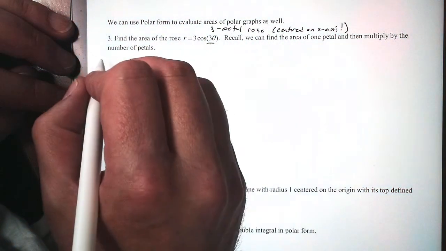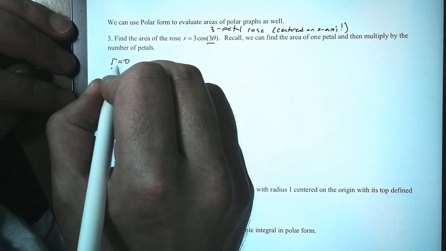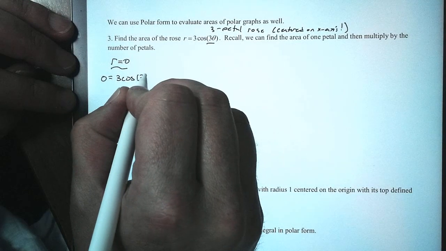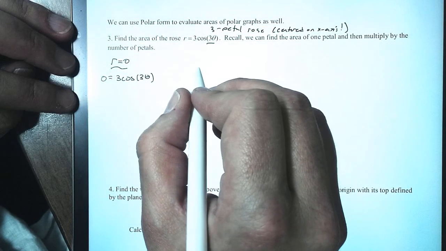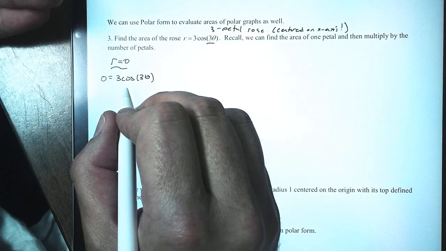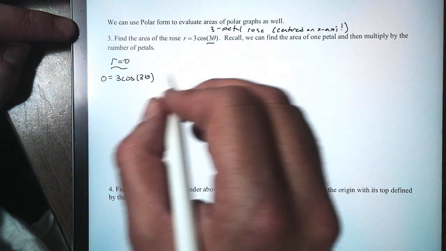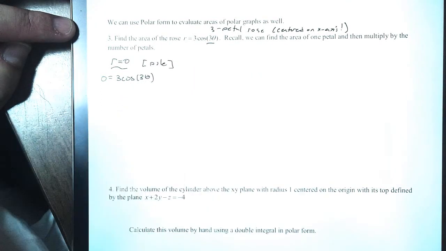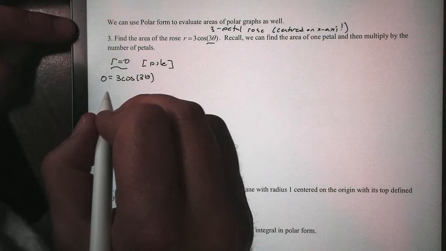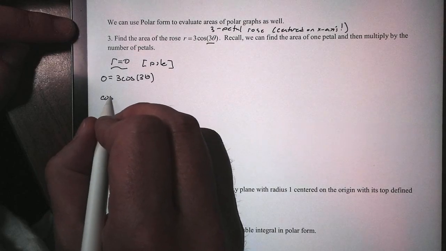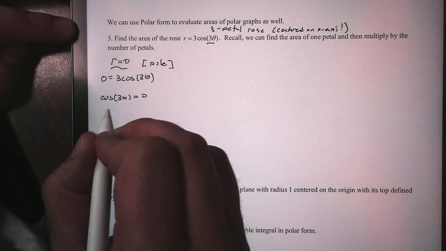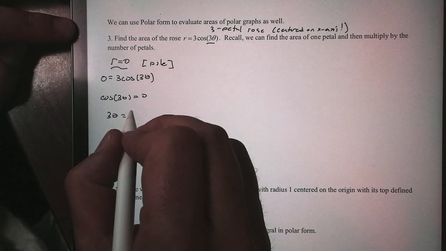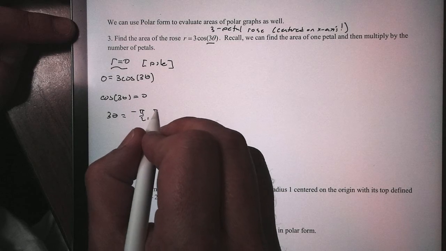So to draw the one petal back last year, we said we can let the radius equal 0. If we let the radius equal 0, we get 3 cosine 3 theta equals 0. The reason we let the radius be 0 is because this is where a petal starts and finishes when we're at the pole. Because remember, when the radius is 0, we're at the center of a polar graph. Solving this, we get cosine 3 theta equals 0, and I just have to think where cosine is equal to 0, and that is negative pi over 2, pi over 2.